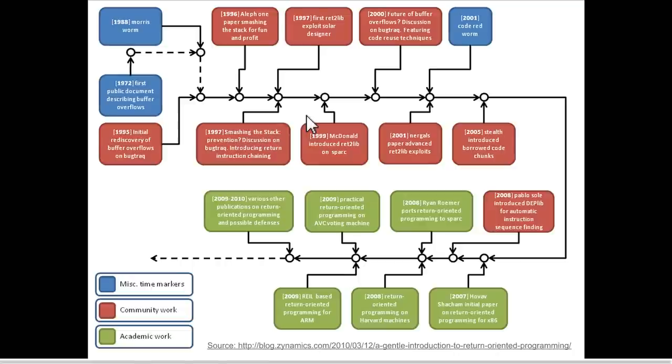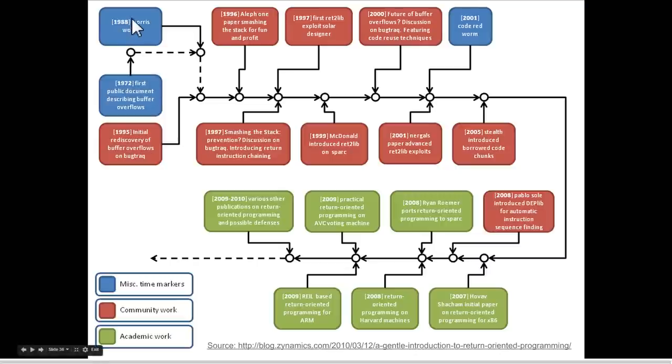Here's a little timeline from a blog post titled A Gentle Introduction to Return-Oriented Programming. This is a great diagram. The history of exploit development starts in 1972 with a private document that was shared with maybe five people on the internet, describing how buffer overflow attacks work. Only about five people in the world knew about this.